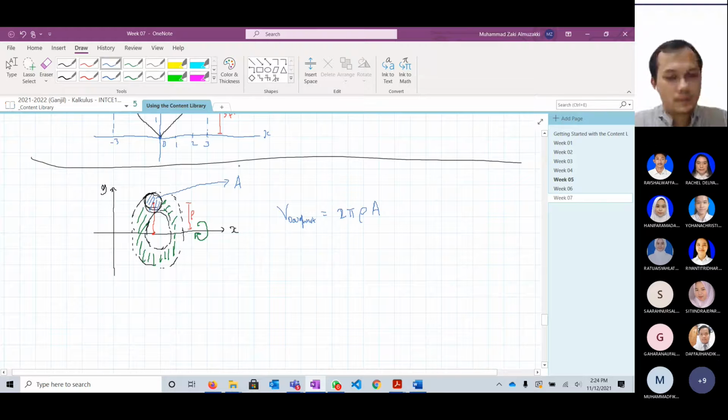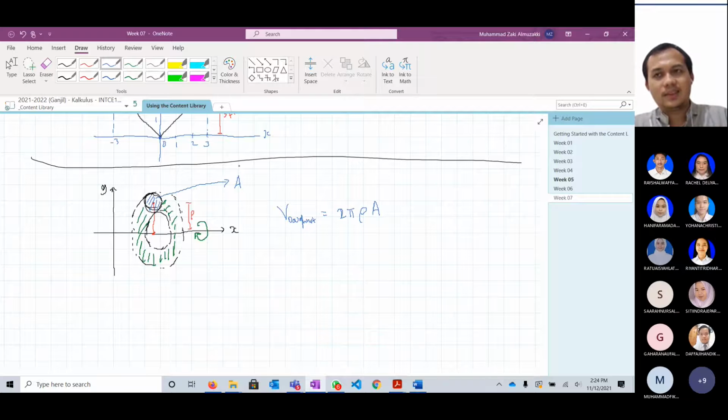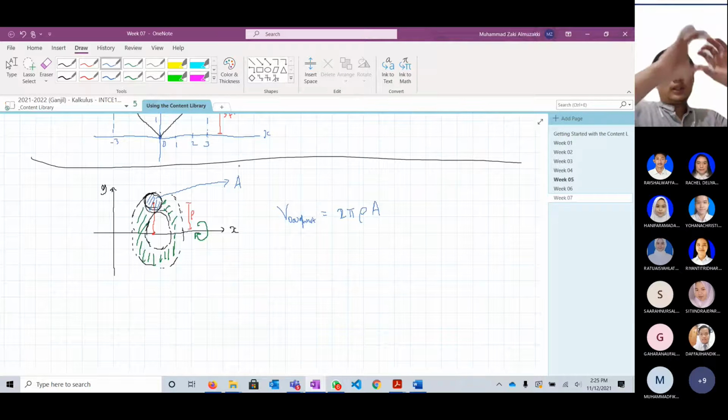Any question? Can you imagine this illustration? Yes, I think so.